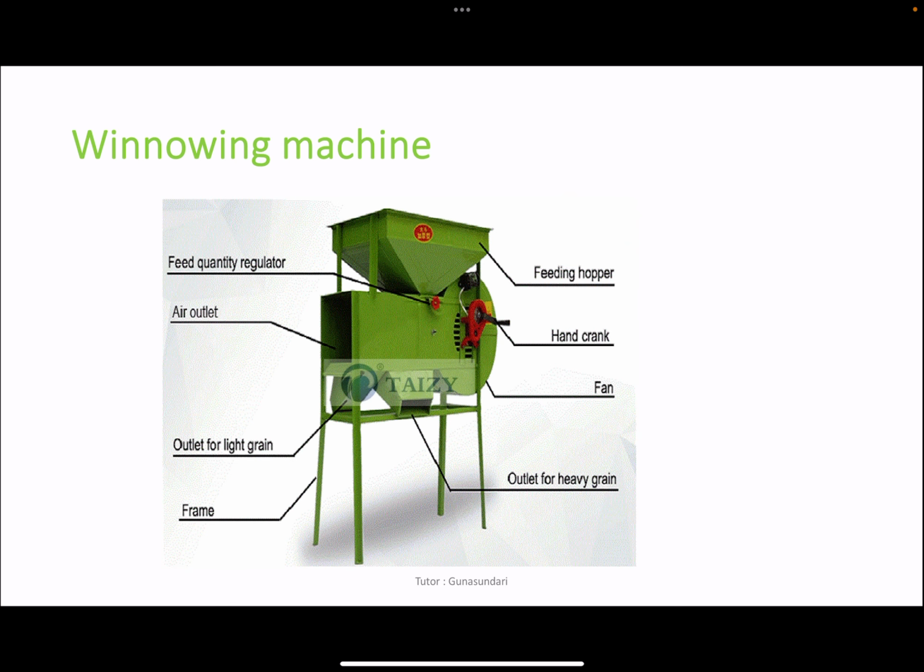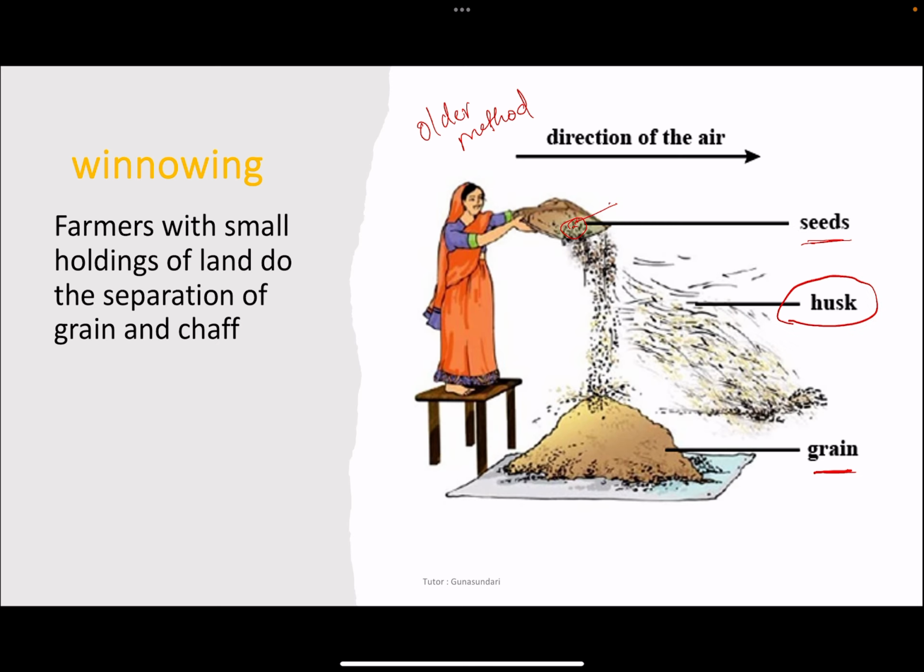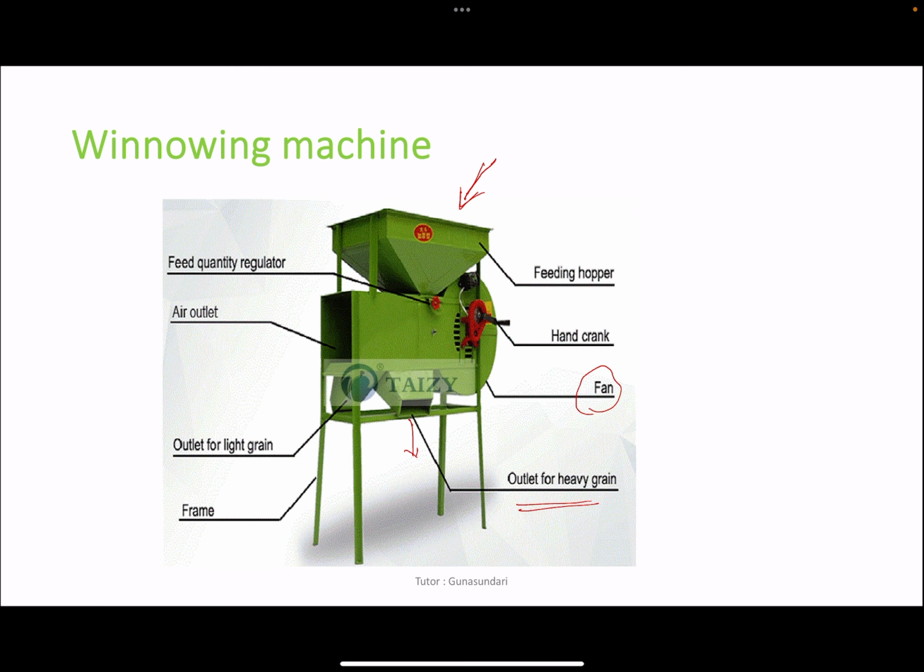And nowadays we are using the winnowing machine, where the seed grain has to be put in the feeding hopper, and you have a fan, and in the downside you have an outlet where you can collect the heavy grain. So the first one is the older winnowing method, and the second one is the winnowing machine. This is the technique we are using to collect the heavy grain from the chaff, and it can remove all the husk and the outer part.